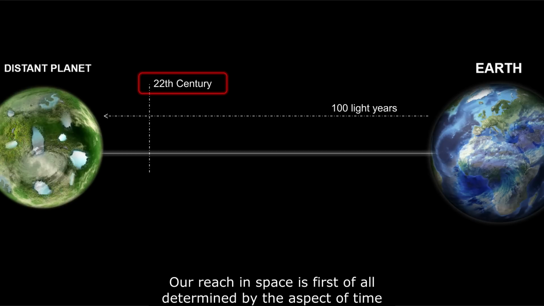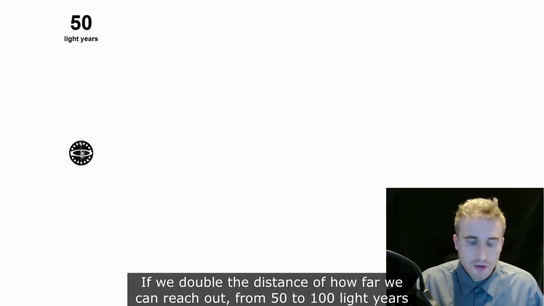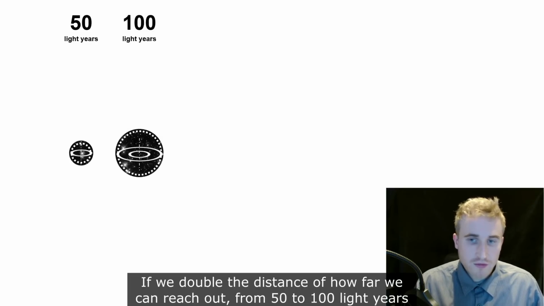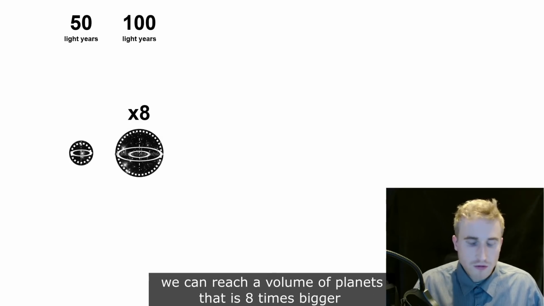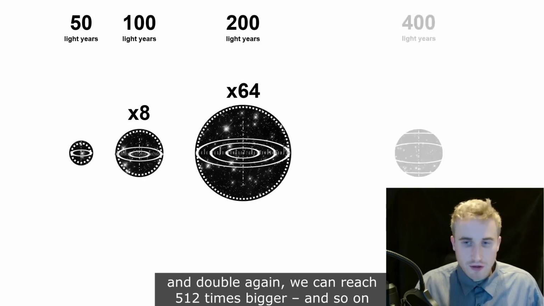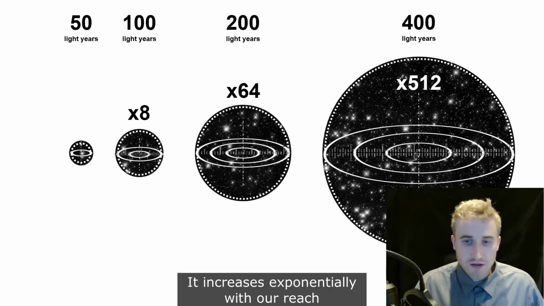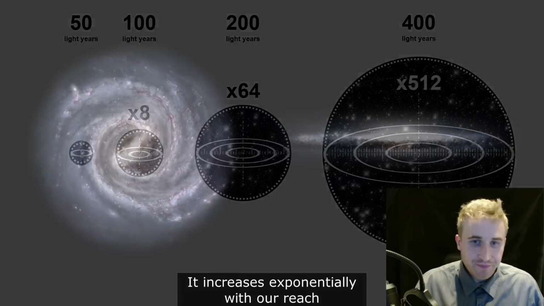Our reach in space is first of all determined by the aspect of time. If we double the distance of how far we can reach out, from 50 to 100 light years, we can reach a volume of planets that is 8 times bigger. If we double again, we can reach 64 times bigger. And double again, we can reach 512 times bigger, and so on. It increases exponentially with our reach.